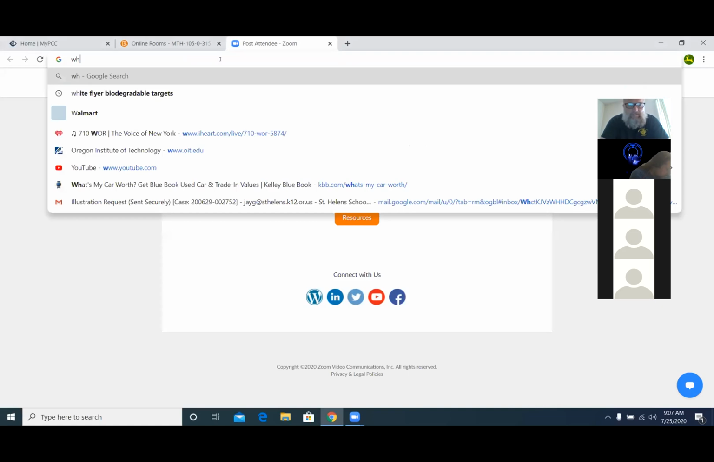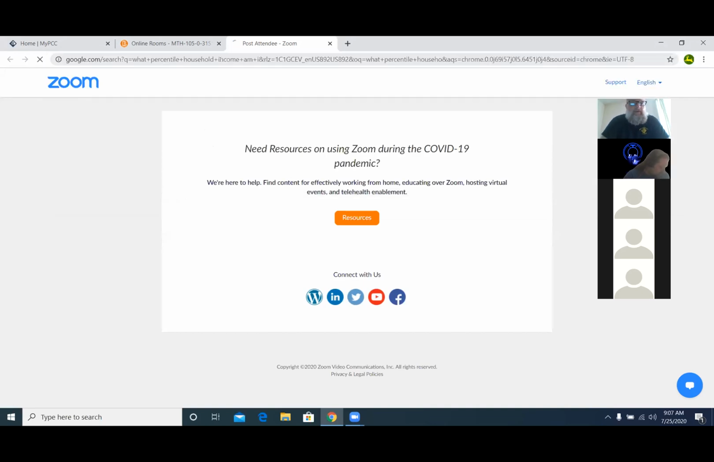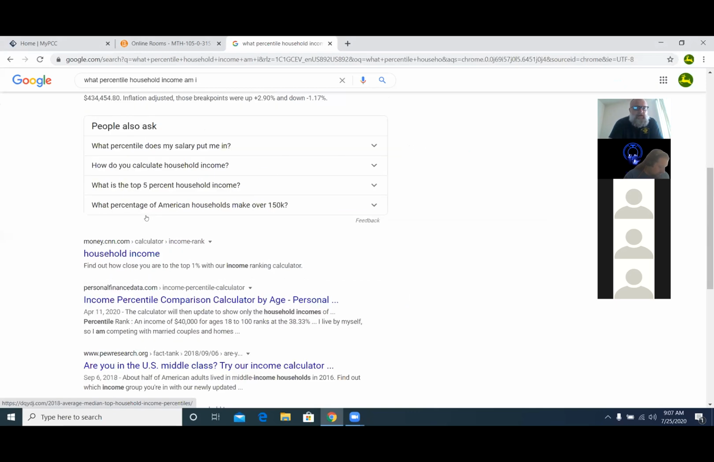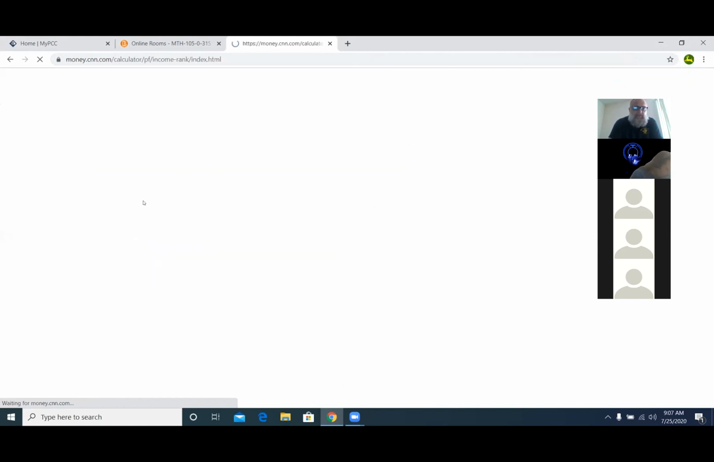But what percentile household income am I? There's a zillion of these calculators. Pick the one that makes you the happiest. They all have them. It doesn't matter which one you choose, because they're all basically the same. The only difference is how they look and how they're set up a little bit.